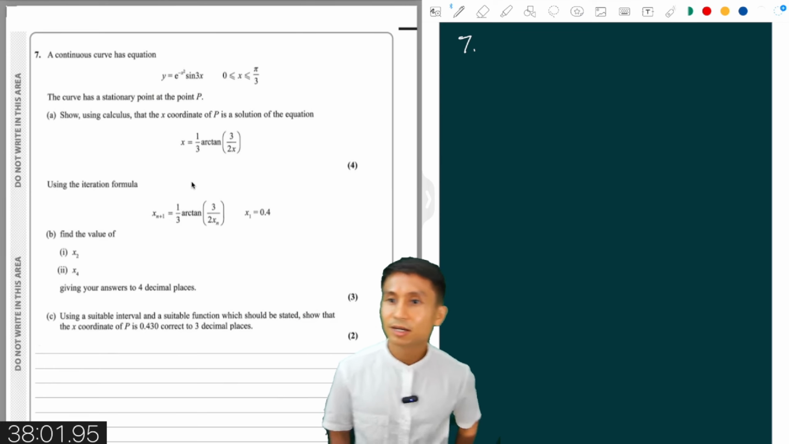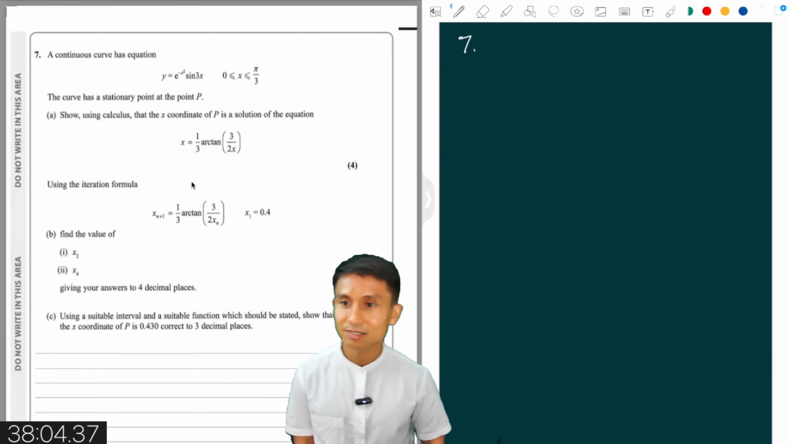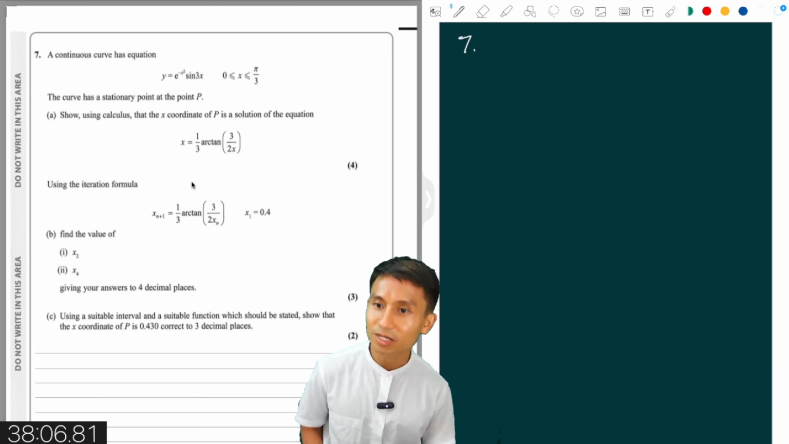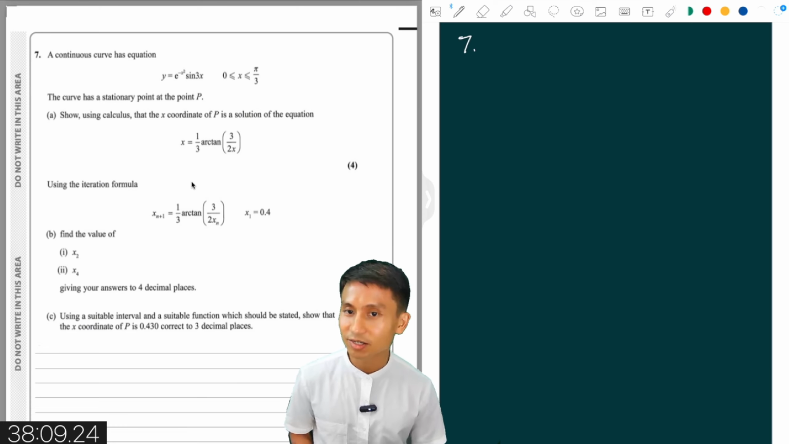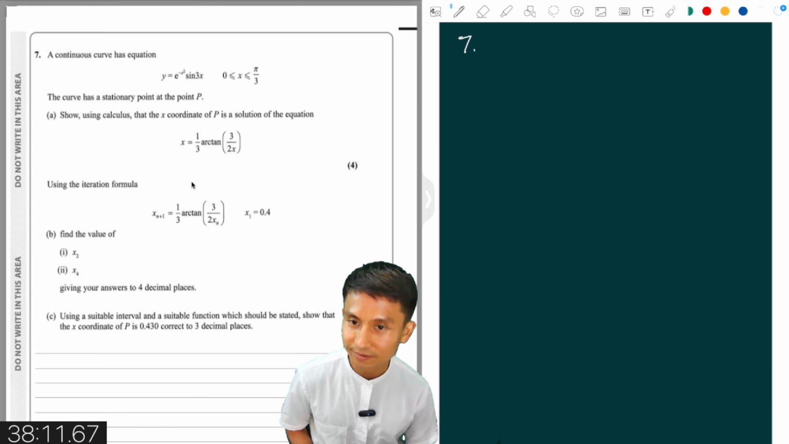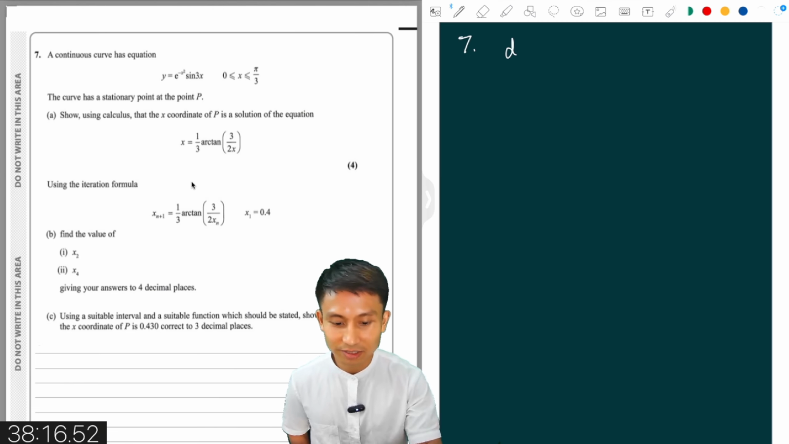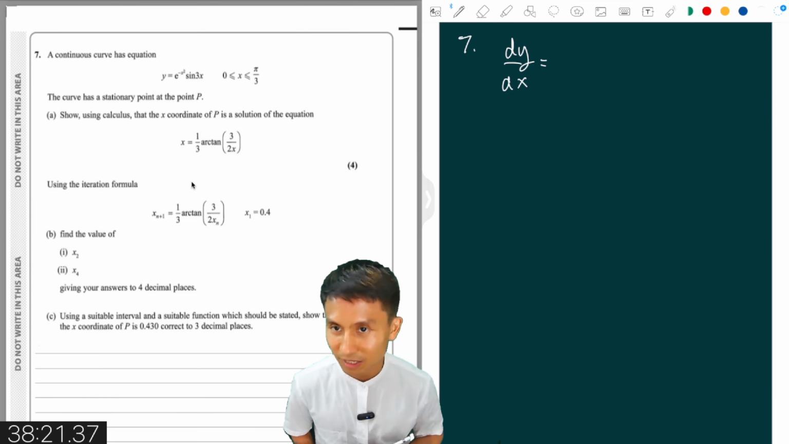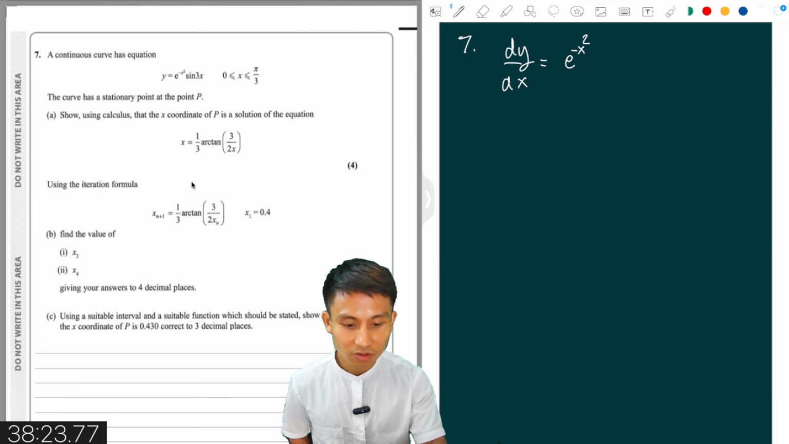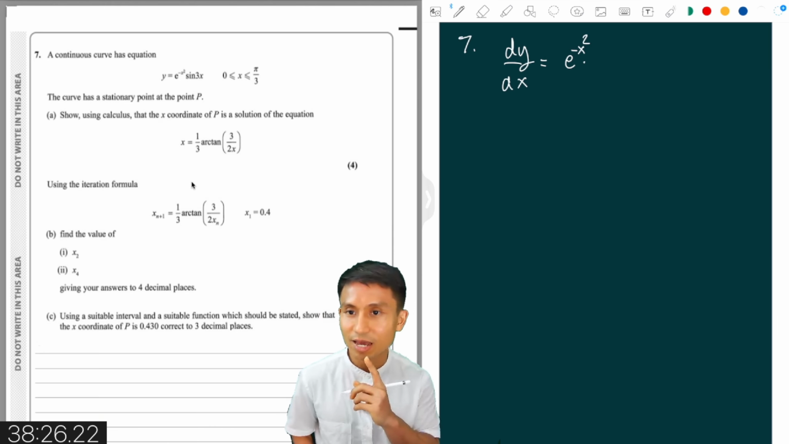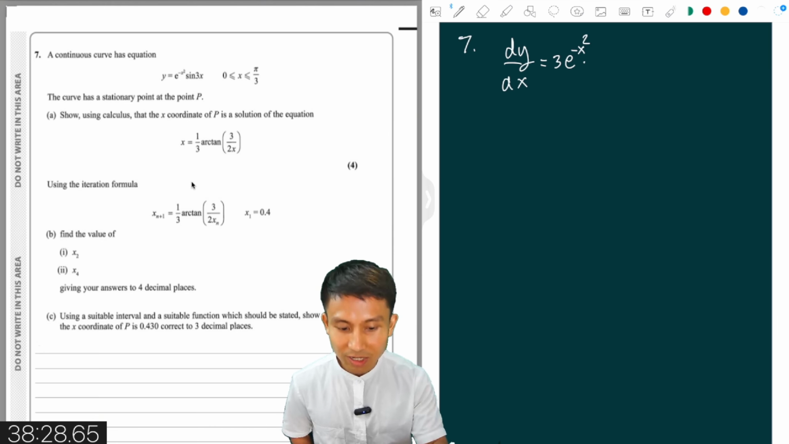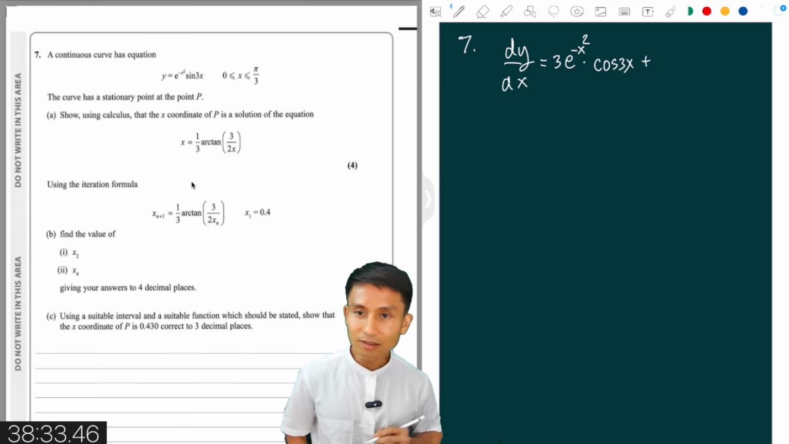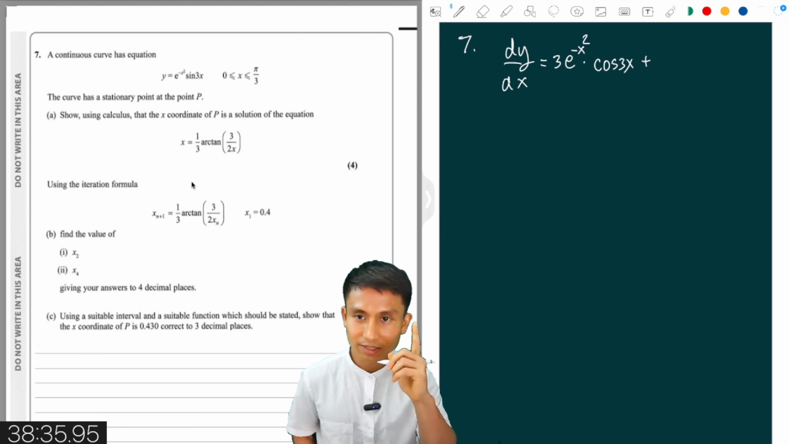Question 7. A continuous curve has an equation, and the curve has a stationary point at point P. Show using calculus that the x coordinate of point P is a solution to the equation. That's fine. We differentiate first because it's about a stationary point. dy by dx. This is a product rule, but you got to be careful. So u dv, differentiate sine 3x, so I get a 3 outside here and a cos 3x, right? Plus v du, so I do du first maybe.